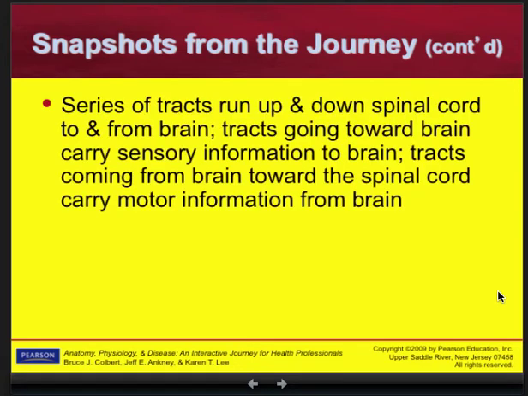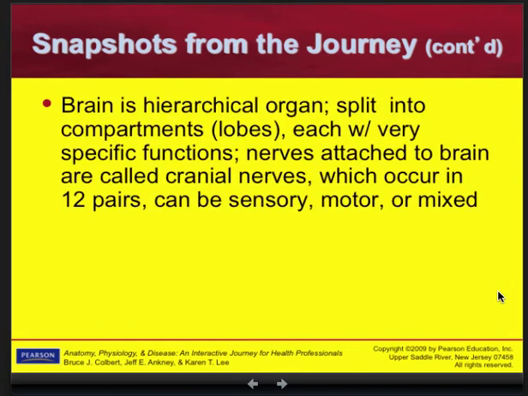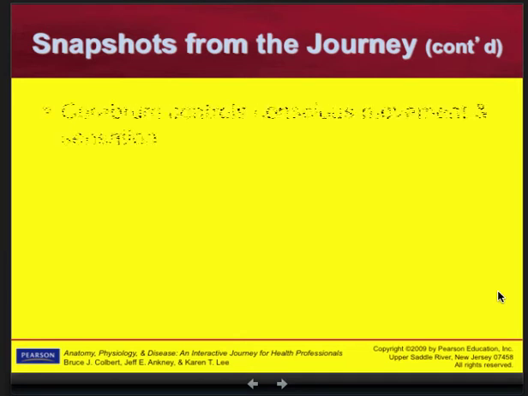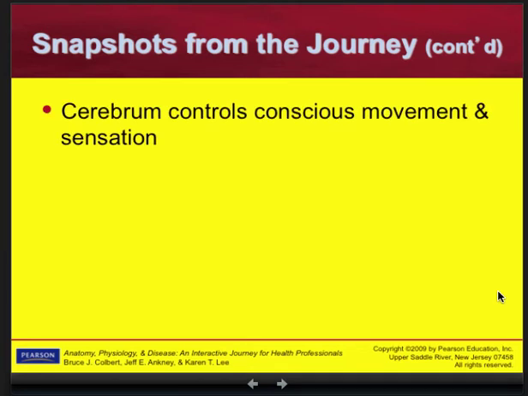Okay, a series of tracts run up and down the spinal cord to and from the brain. Tracts going towards the brain carry sensory information to it, and tracts coming from the brain to the spinal cord carry motor information out. The brain is a hierarchical organ. It's got several lobes that contain various functions. Nerves attached to the brain are called cranial nerves, which occur in 12 pairs, and these nerves can be either sensory, motor, or mixed. The cerebrum controls conscious movement and sensation.